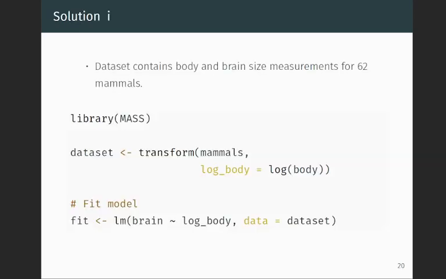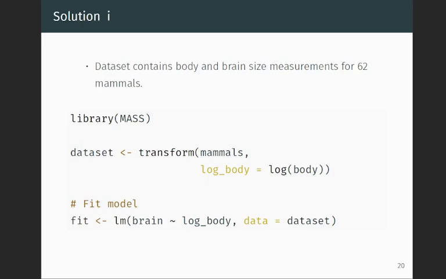Okay, I hope you took the time to try it out. So let's look at the solution together. So first of all, I'll note that the mammals dataset contains body and brain size measurements for 62 mammals. So first we'll load the package, library(MASS), and then we're going to define a data frame called dataset, and that data frame will have that new variable called log_body.